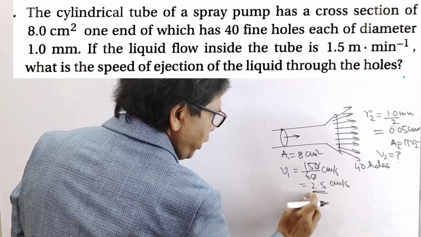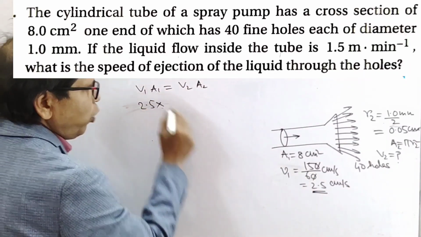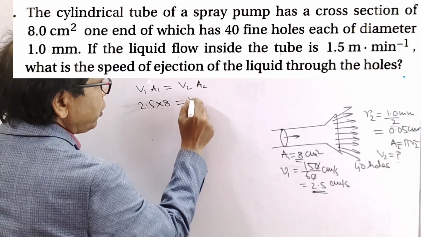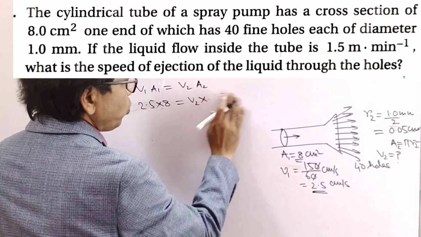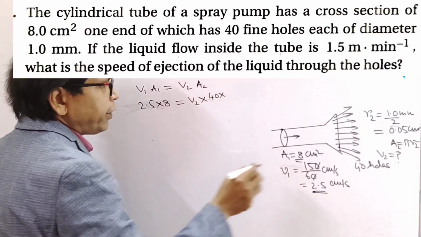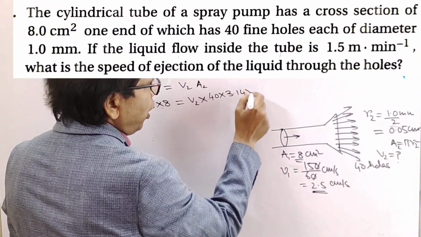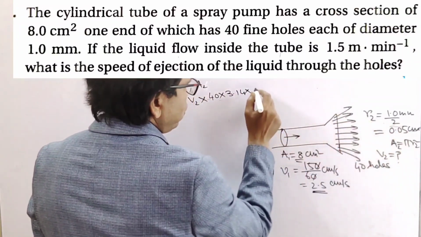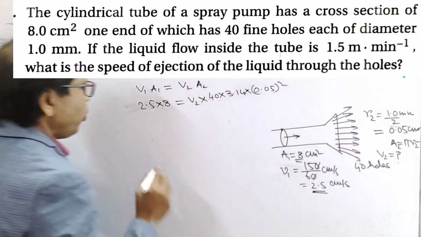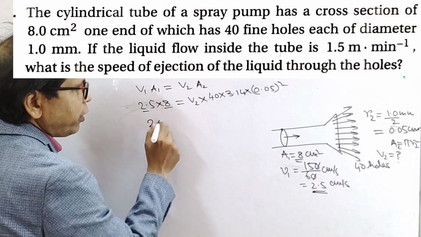Now v1 is equal to 2.5, so this is 2.5. A1 is 8. Now v2 is the question mark, and A2 is for 40 holes, so 40 into pi r2 square. So this is 3.14, and r2 is 0.05 whole square. Now look at this, this into this, so this is 20.